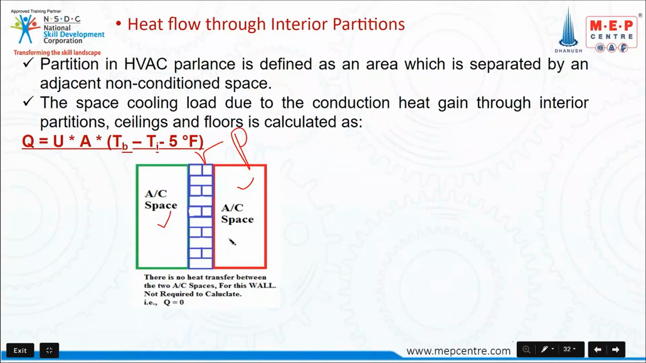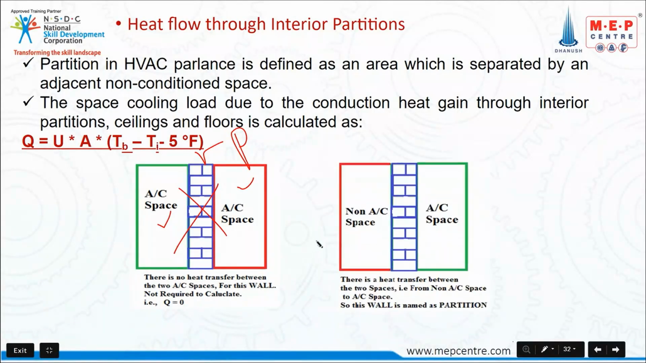Now, if both are AC spaces, that means you are maintaining the same temperature in both spaces, so no heat transfer takes place. So this partition will not be considered. Next, if one is an AC room and another one is non-AC, that means the temperature will be more than the temperature in the AC space. So heat transfer takes place from this room to this room, so we need to consider this partition.